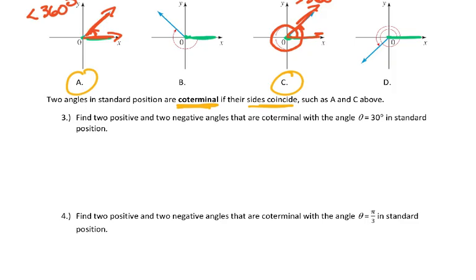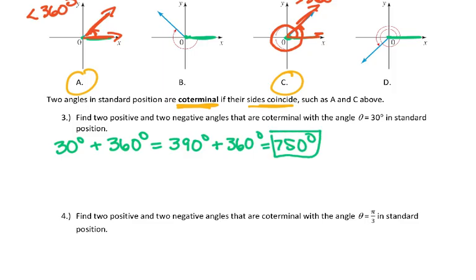So look at question 3 here. Find 2 positive and 2 negative angles that are coterminal with theta, our angle theta being 30 degrees. If we start with 30 degrees and we add 360 degrees, or a full rotation, we will end in the exact same spot. That's going to be equal to 390 degrees. And then to get another positive coterminal value, we can add another 360 degrees. So that will give us 750 degrees. So 750 and 390 are 2 positive coterminal angles with 30 degrees.